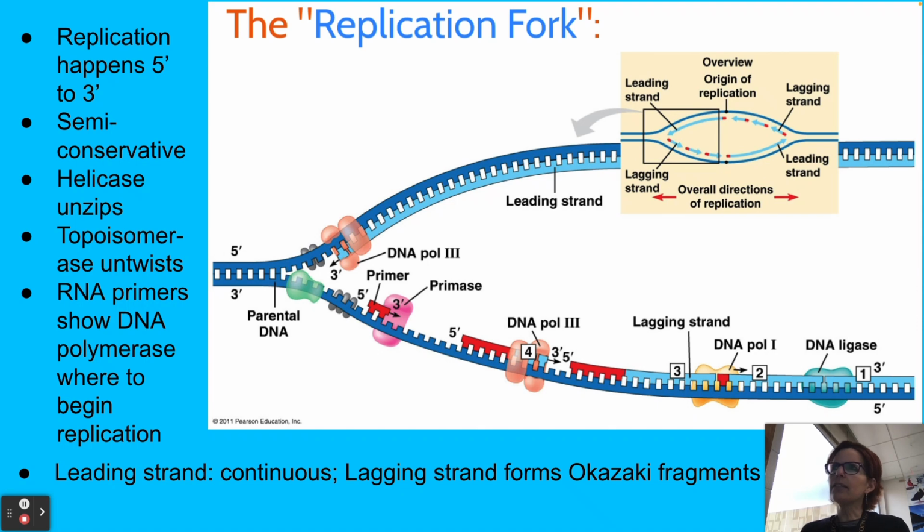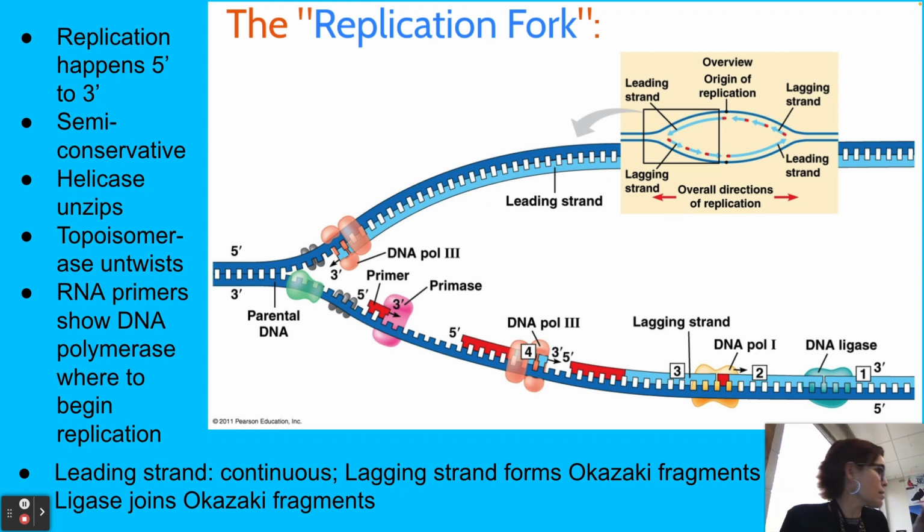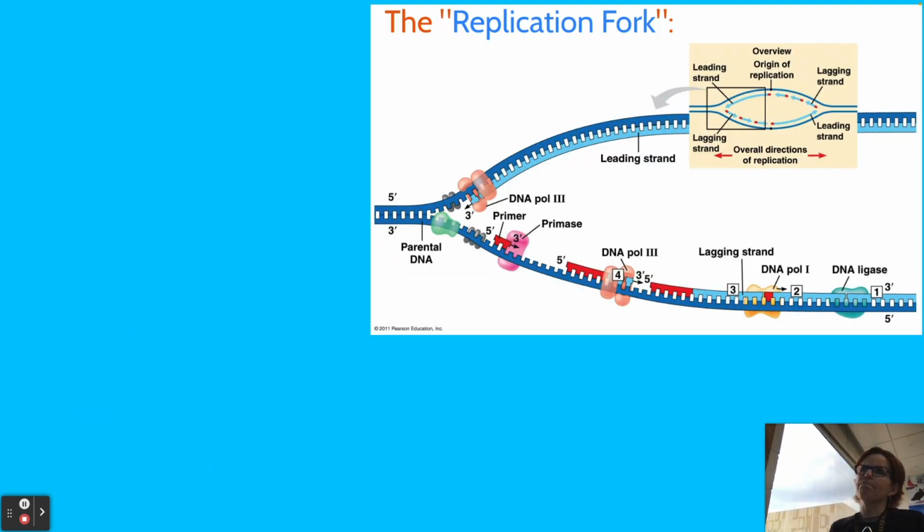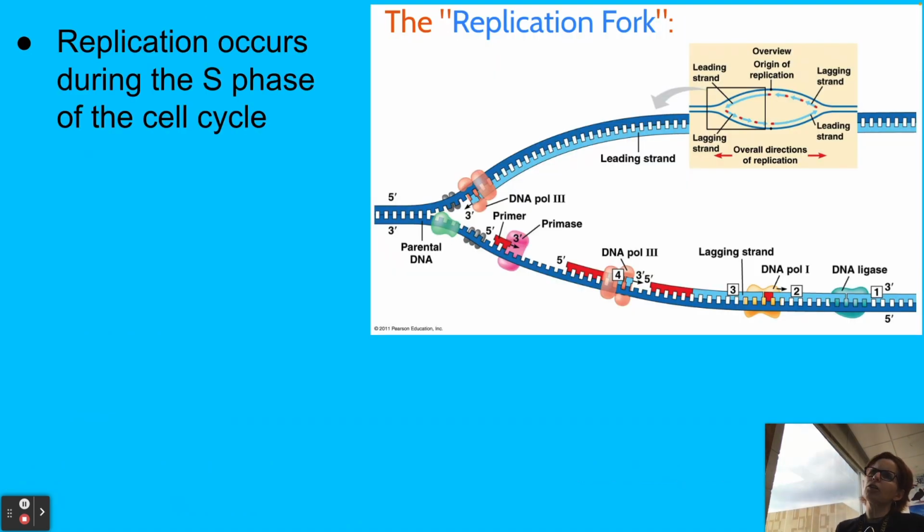The leading strand, in this diagram, happens to be on top. Remember these are three-dimensional molecules that can be drawn in any direction. In this diagram, the leading strand's on top and it's continuous. The lagging strand forms these Okazaki fragments, and then they have to be put together using ligase. Ligase makes a covalent bond between them, so the lagging strand is as stable as the leading strand. And that's called the replication fork when it splits like that, when the helicase is pulling it open.